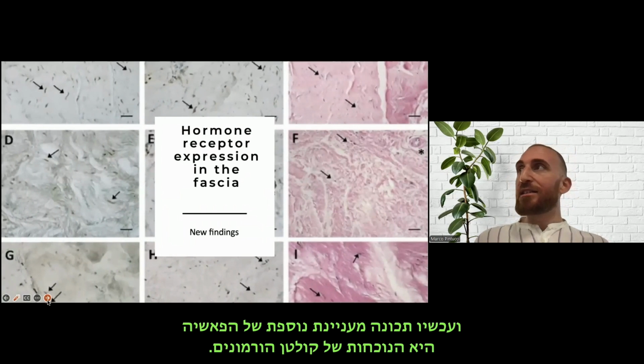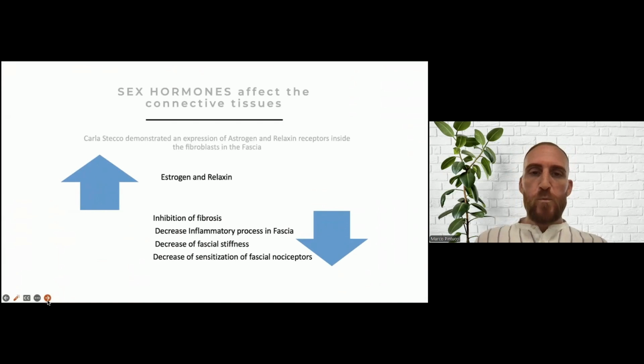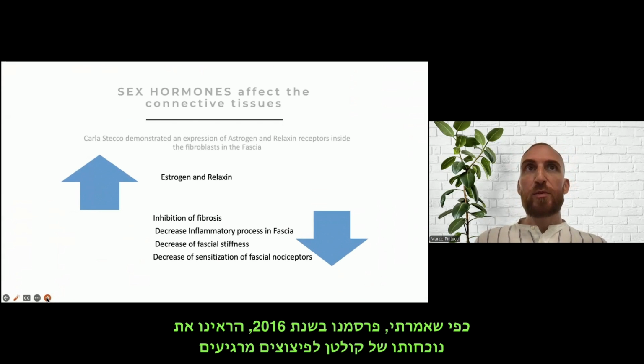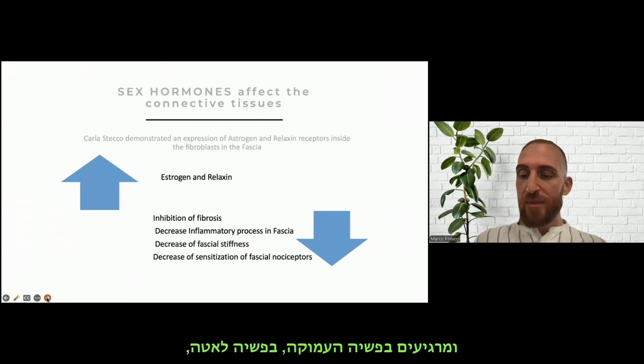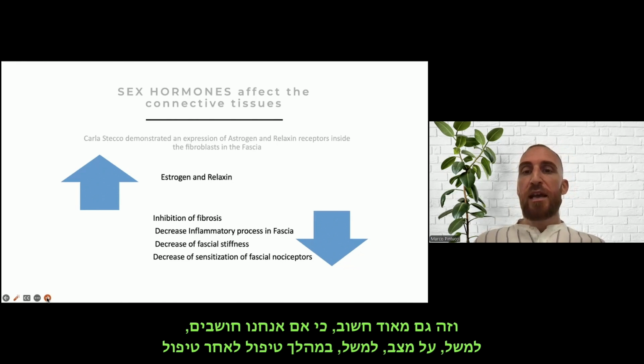And now another interesting feature of the fascia is the presence of hormone receptors. A study that we published in 2016 showed the presence of receptors for relaxin and estrogens in the deep fascia, in the fascia lata, and that different concentrations of hormones can even change the fibrous component of the fascia.